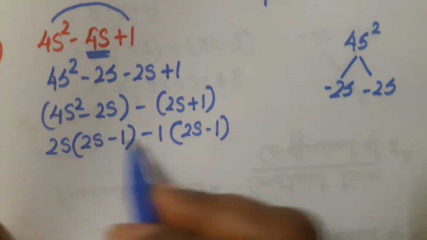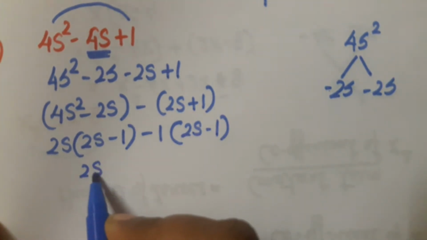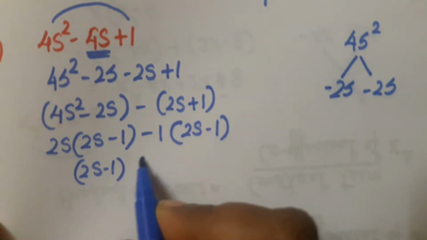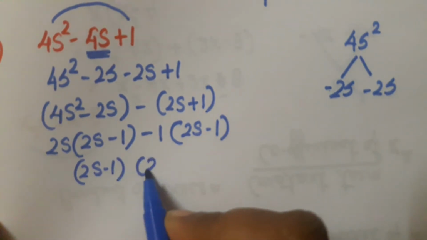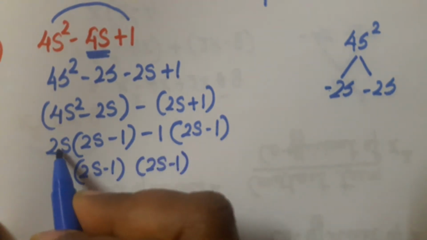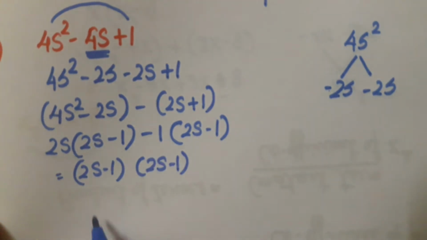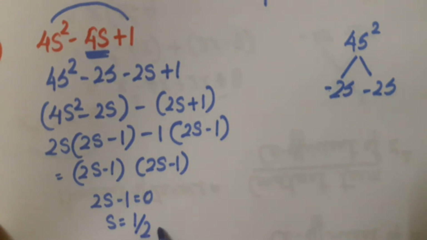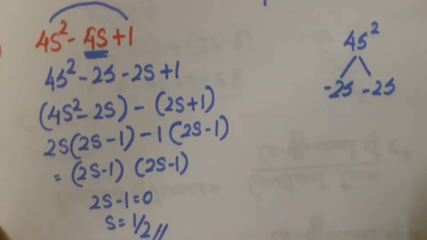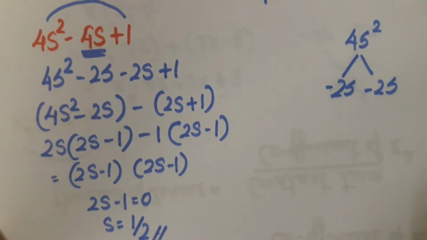Okay, so let me write the one which is in the bracket. So I have 2s minus 1. Again we have 2s minus 1 which is outside the bracket, right? So 2s minus 1 is equal to 0. So s is equal to minus 1, if I shift it, it becomes plus 1 by 2. So the value of s is half. Okay, so we got the zero of s as half, right?